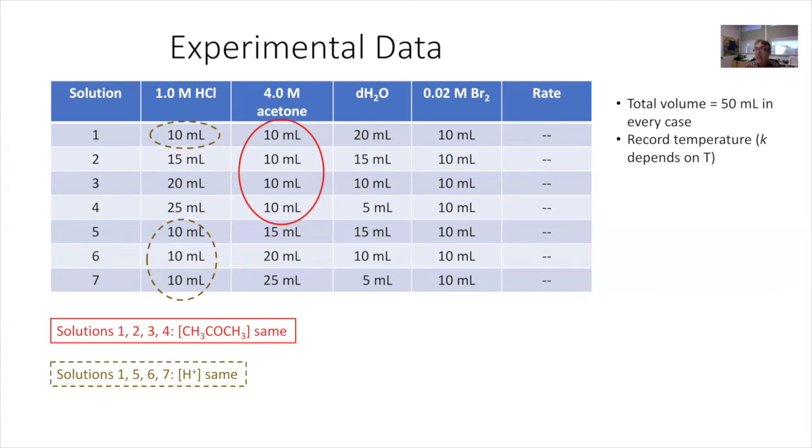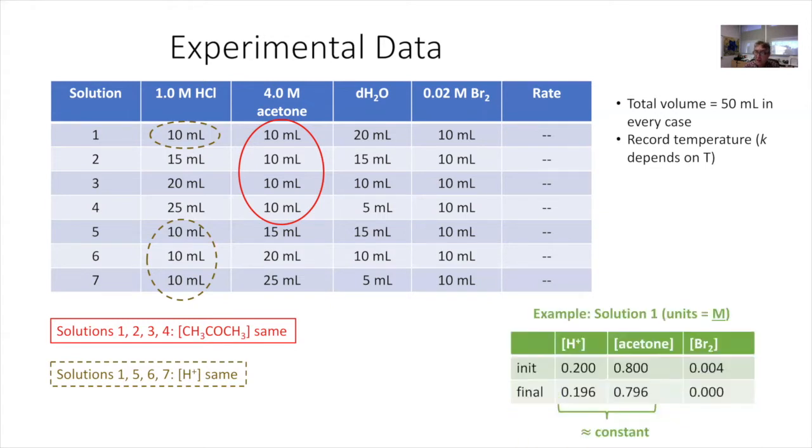Now, in fact, not only are the starting concentrations the same of hydrogen ion and acetone, but they really don't change significantly during reaction. I'll demonstrate that with the next bit on this slide. So here we have an example of solution 1, and I'm showing you the units of molarity for hydrogen ion, acetone, and bromine, as we have the initial concentration and the final concentration. By final, I mean after reaction is complete. The bromine will be used up. Of course, there's a tiny bit left because no reaction goes to completion, but this one goes so nearly to completion that the bromine is essentially undetectable at the end.